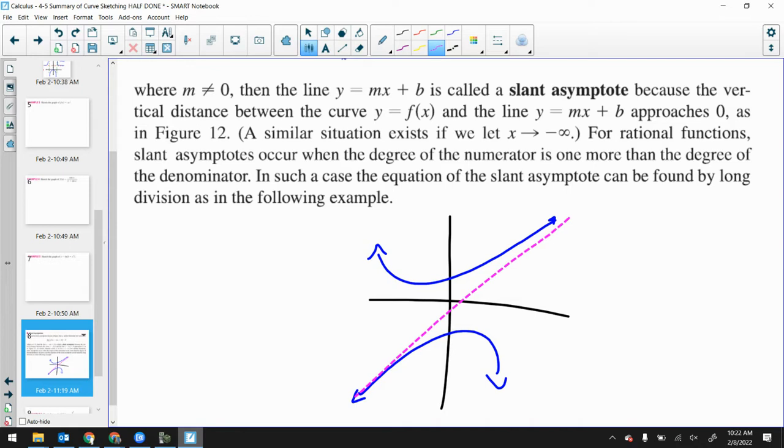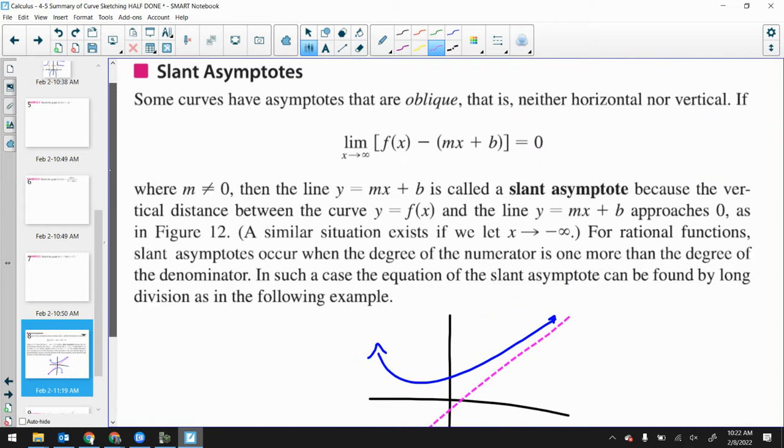So we have to learn how these come into play and what the equations of those things are, because it's really easy to identify the equation of a horizontal or vertical asymptote, right? It's just x equals or y equals that number. But for this, that's going to have a slope. It's going to have a y-intercept. So how do we actually calculate that?